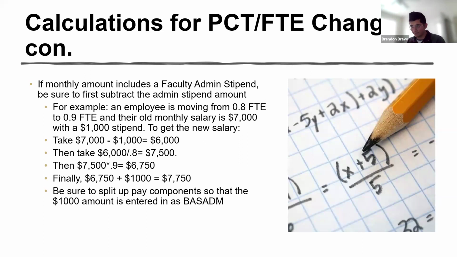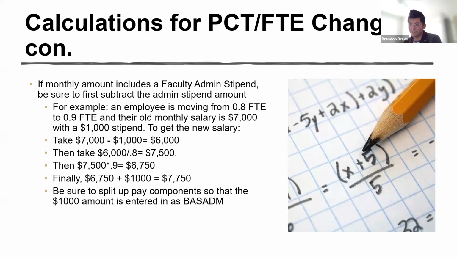So here's another example. Again, we're going to go with the 0.8 FTE and they're moving to 0.9. For this one, we're going to say their old salary is $7,000 and it includes a $1,000 stipend rate. To get that new salary, the first thing we're going to do is subtract the $1,000 from that $7,000. And so the amount we're actually calculating is going to be $6,000. Then we're going to do everything else we just did with the 6,000. So 6,000 divided by 0.8 is 7,500. So that's our 1.0 rate.